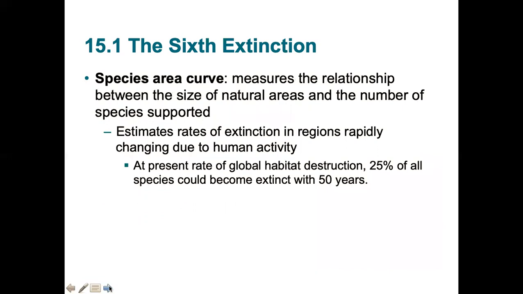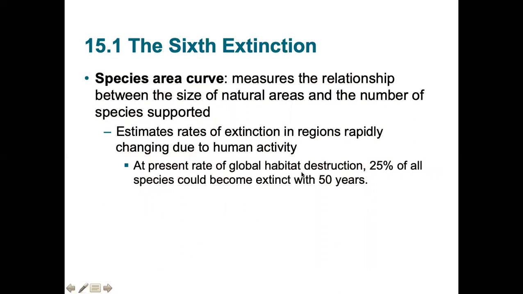Okay, species area curve. This is a term that we have to know so that we can understand populations. It's the relationship between the size of an area and the number of species that are supported by it. So don't confuse this with carrying capacity. This is how many are, not a projection.